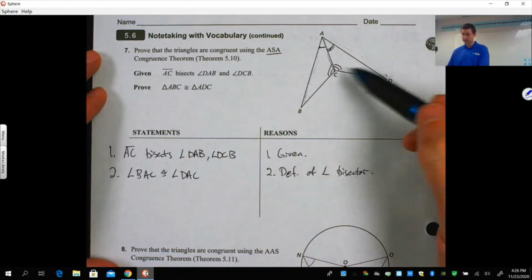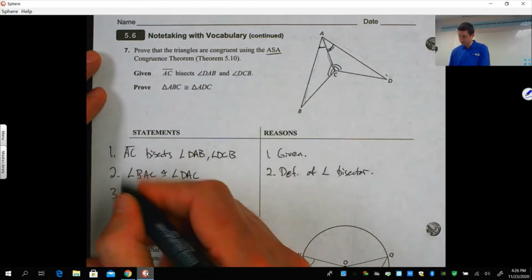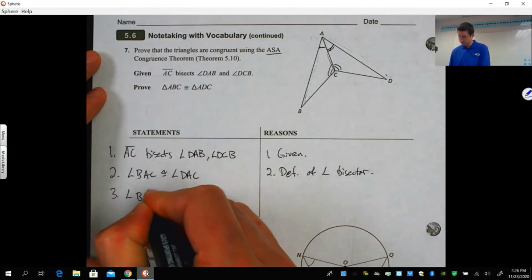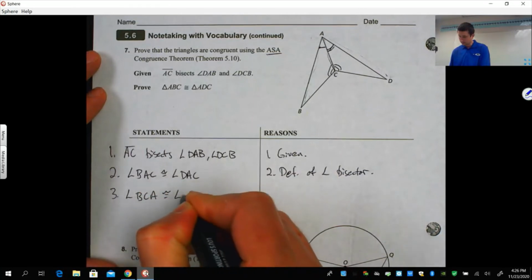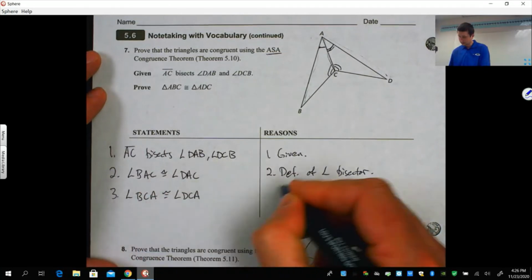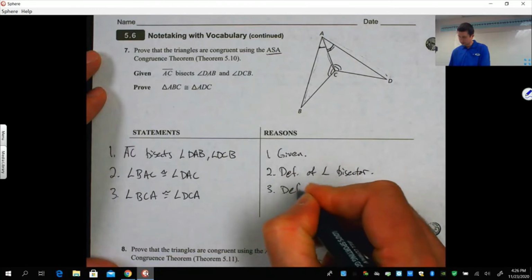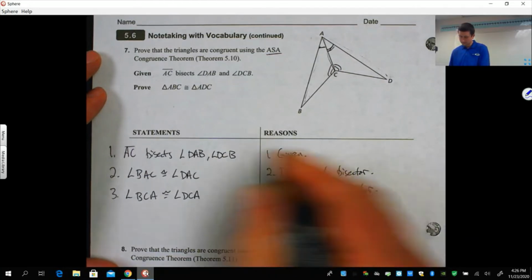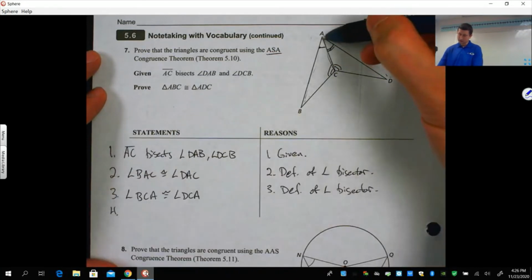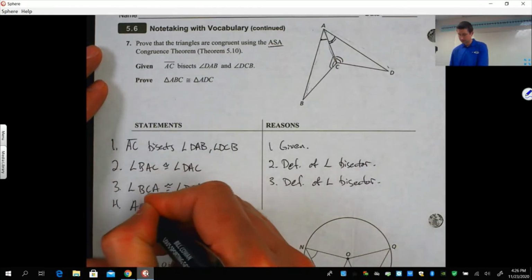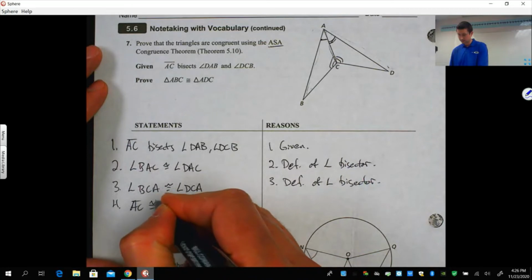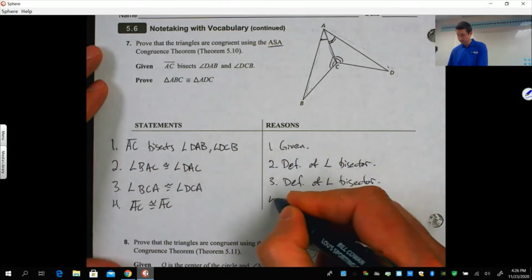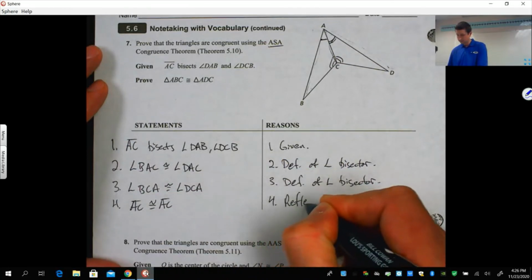And we're going to repeat that at the bottom. So angle BCA is congruent to angle DCA. The definition of angle bisector. Okay, they both share AC. When sides share the same thing, we can say AC is congruent to AC. And that is the reflexive property.